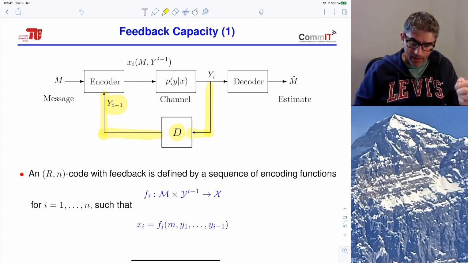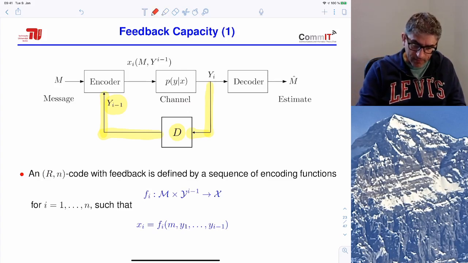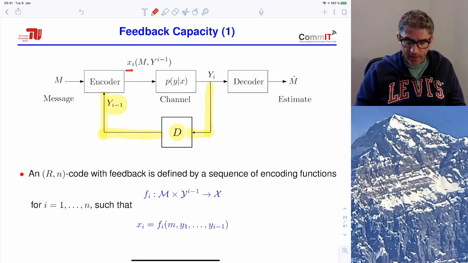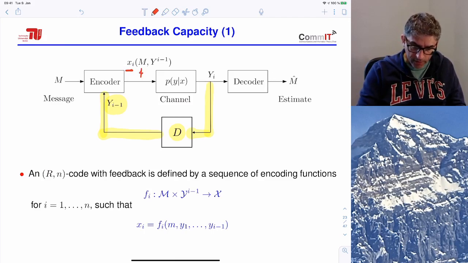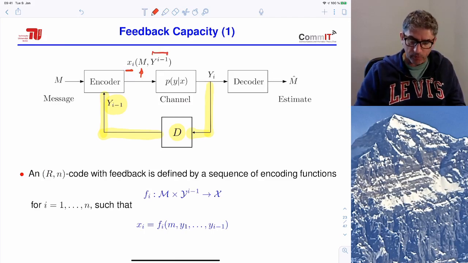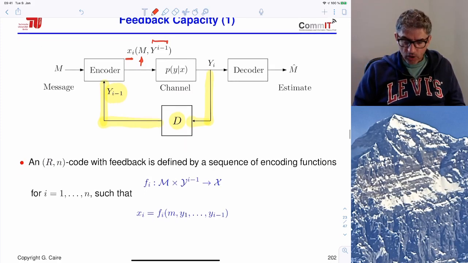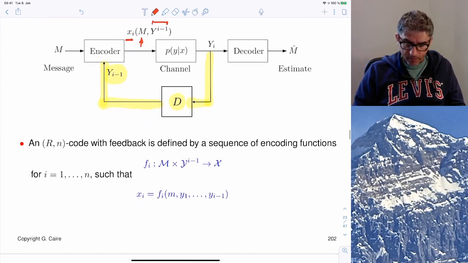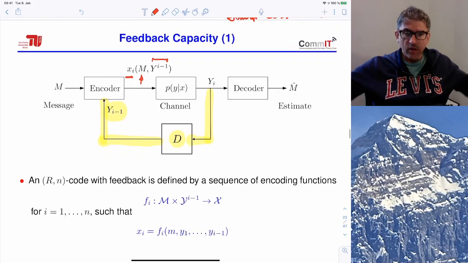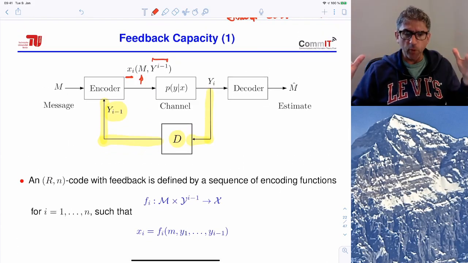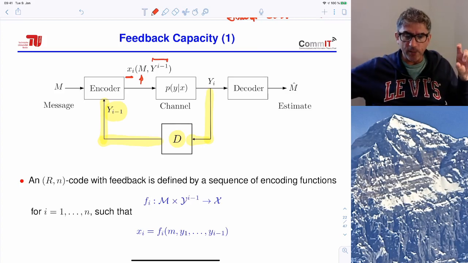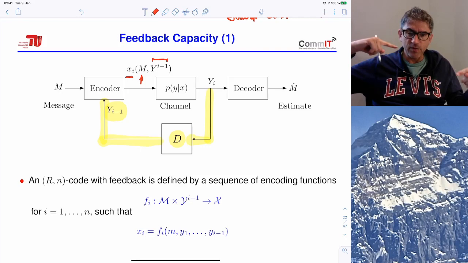So at every time i, we let the input of the channel x_i depend both on the message but also on the output of the channel up to time i minus 1. So we have a strictly causal feedback. Okay? So this system is more complicated because we cannot really consider a pre-ordered codebook and just simply pick one row corresponding to the message we want to send, and this is all already determined because the transmission system is adaptive.